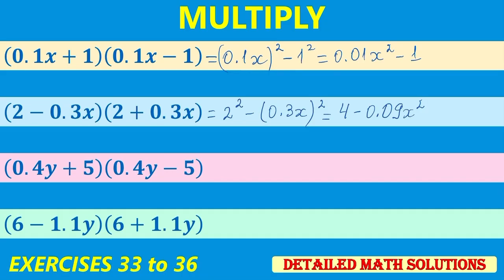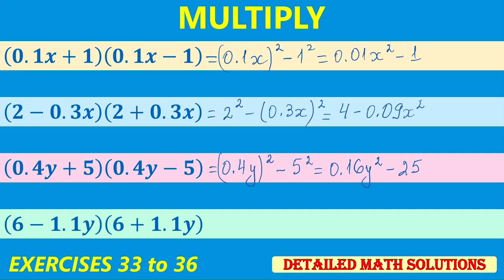Next exercise, multiply 0.4y + 5 and 0.4y - 5. When I apply the formula, this equals the first term (0.4y) squared minus the second term 5 squared, which equals 0.16y squared minus 25.